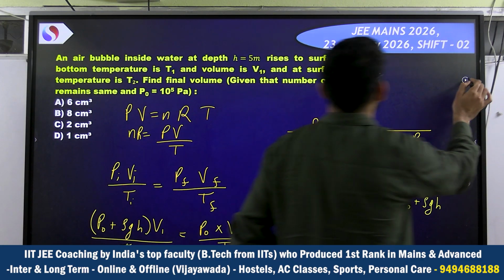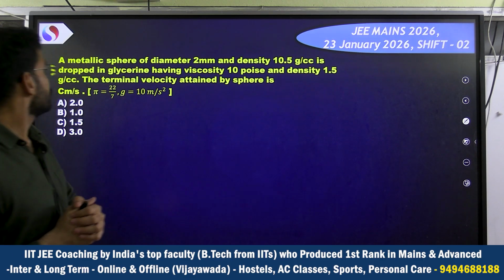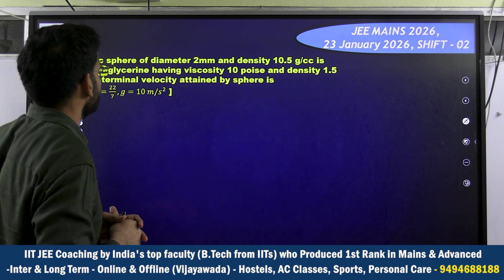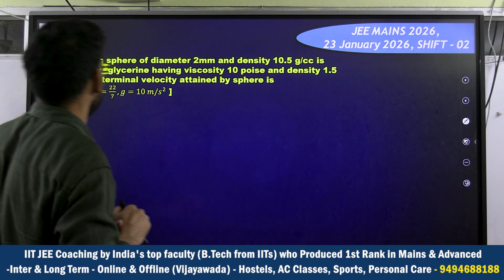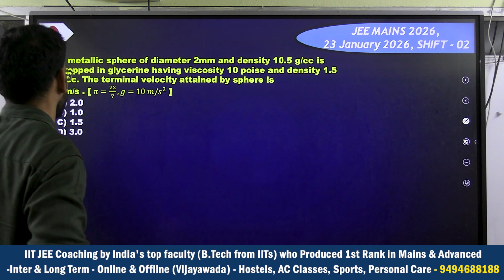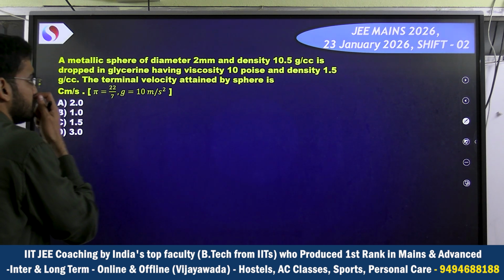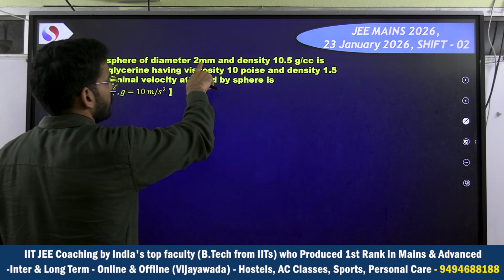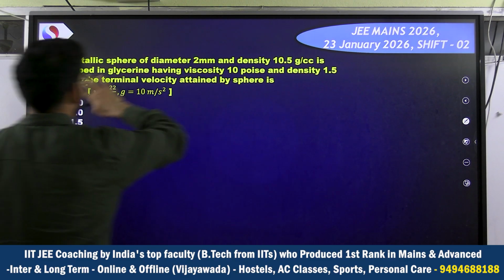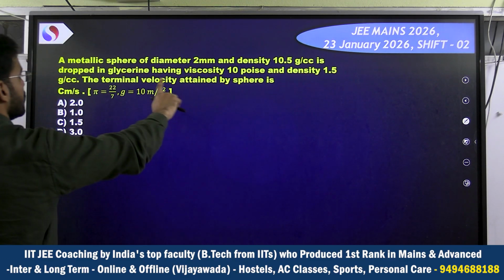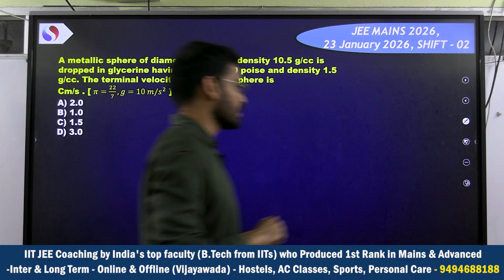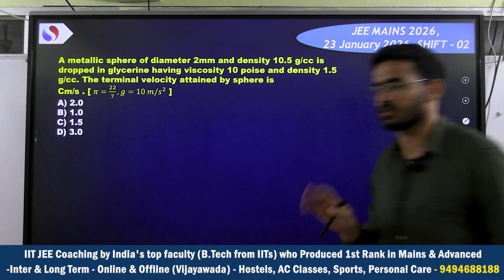Let's go. A metallic sphere of this diameter and this density is dropped in glycerin having viscosity 10 poise and density 1.5 gram per cc. The terminal velocity attained by the sphere is? Now here, one thing you see: except this 2 mm, everything is in CGS unit. 10 poise is CGS, this is also CGS, and the answer he is asking, terminal velocity of the sphere, is also in centimeter per second. So everything is in CGS, so deal in CGS only.